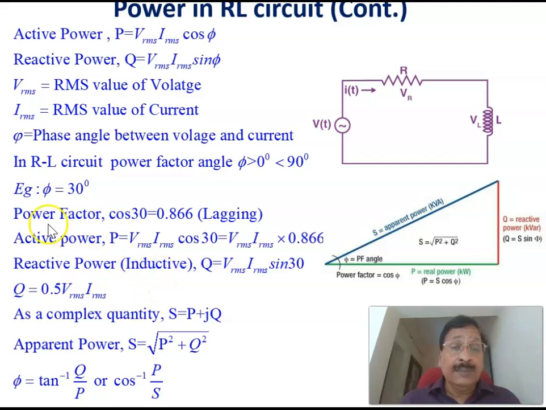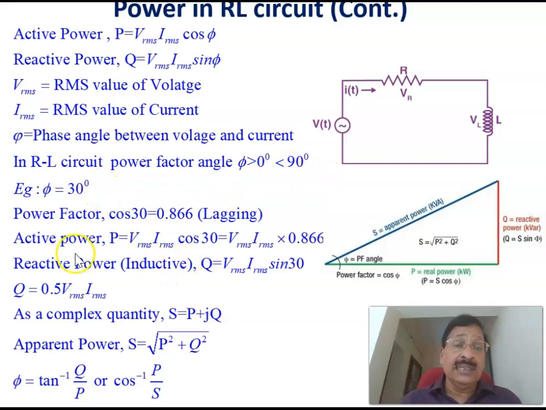Here, as we have seen, phi is the phase angle between the voltage and current. In an RL circuit, as I already told you, the phase angle is between 0 and 90 degrees. For R, the phase angle is 0, because both are in phase. For a pure inductive circuit, it is equal to 90. For an RL circuit, the phase angle phi will be between 0 and 90.